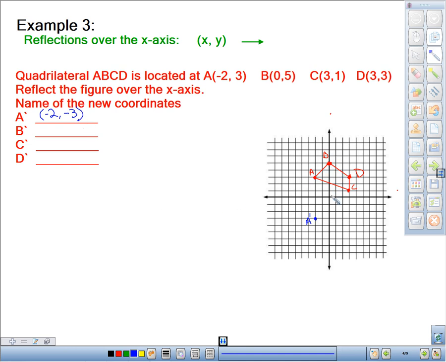All right. Let's take a look at B. If B looked into the mirror, notice B is really far away. So 1, 2, 3, 4, 5 units away from the mirror. So B's reflection is going to appear 5 units away. 1, 2, 3, 4, 5. Okay. So there's B prime. Okay. So B prime is at 0, -5.